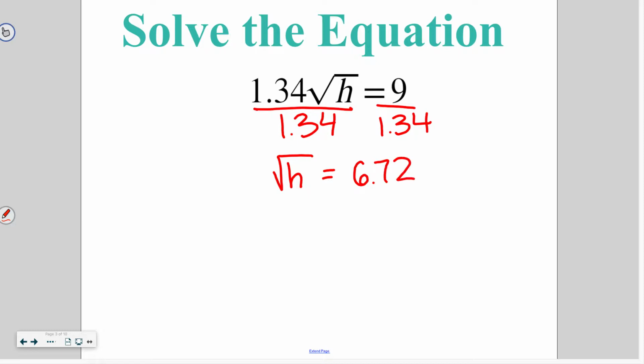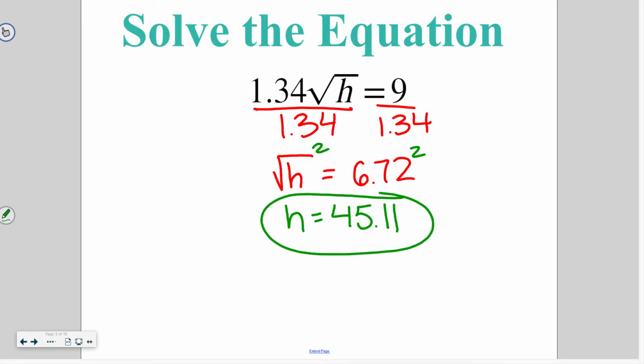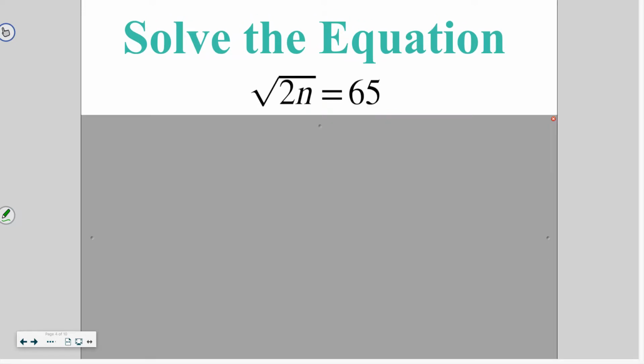In order to undo a square root, to eliminate that square root, the opposite is squaring. So we are going to square both sides of the problem, which is going to give us an answer of h is equal to 45.11. Again, if there are decimals involved, please make sure you are rounding to two places. So we're taking care of everything outside the square root first, and then squaring to get rid of the square root. Go ahead and try this one on your own.